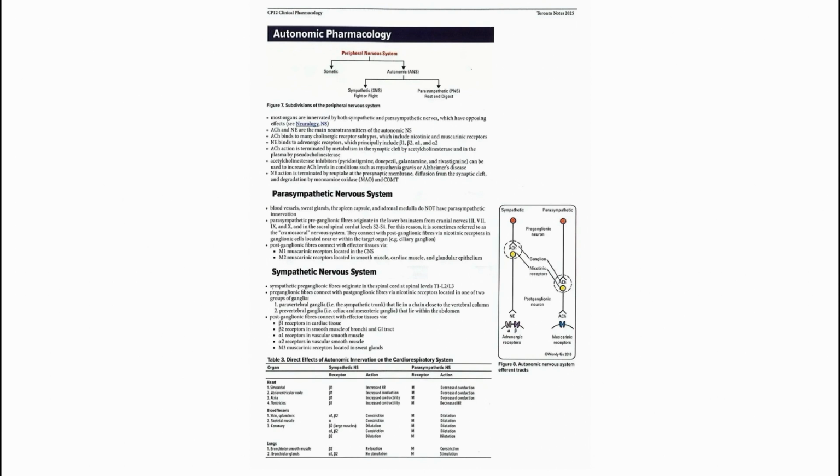Inhibit acetylcholinesterase, increasing acetylcholine concentration. Clinically, these drugs are used to treat myasthenia gravis and Alzheimer's disease.